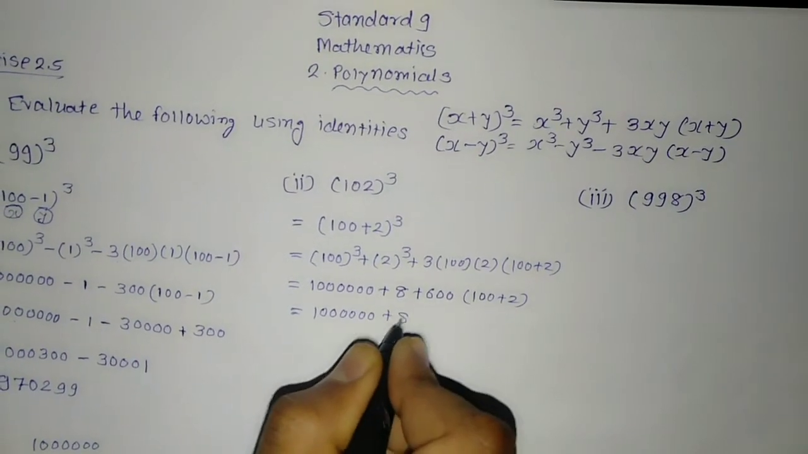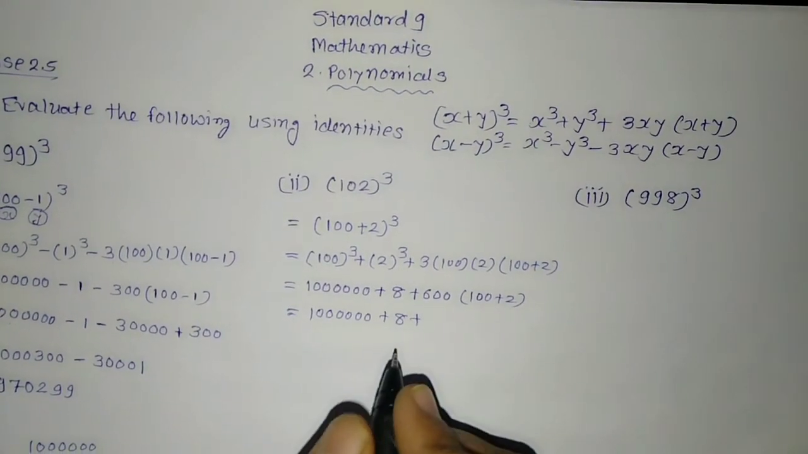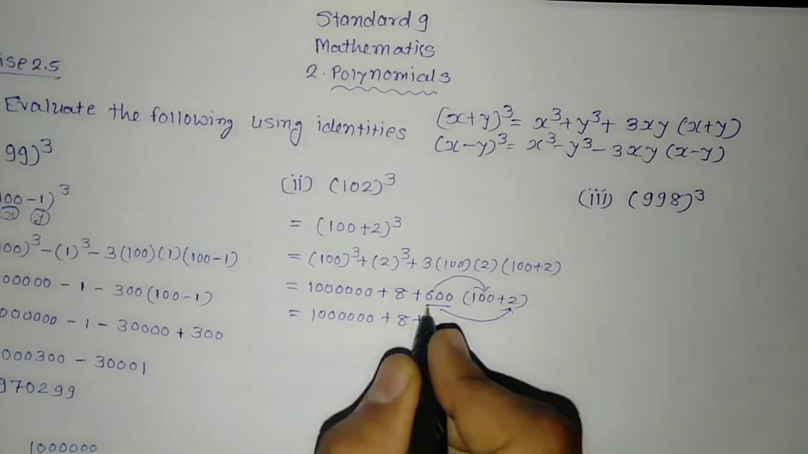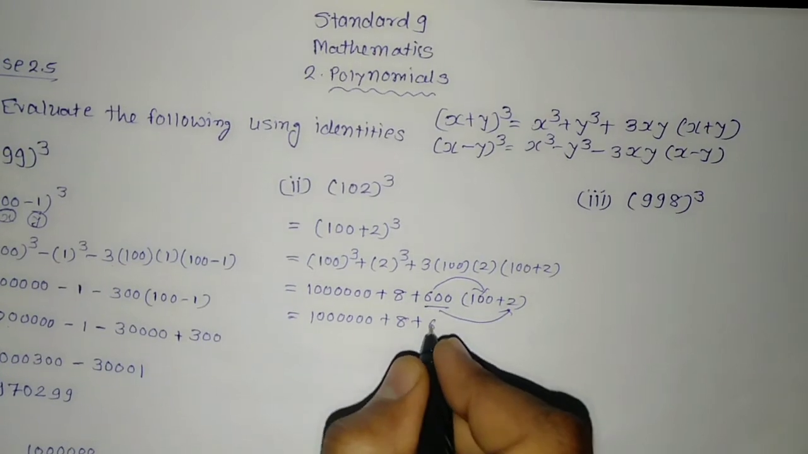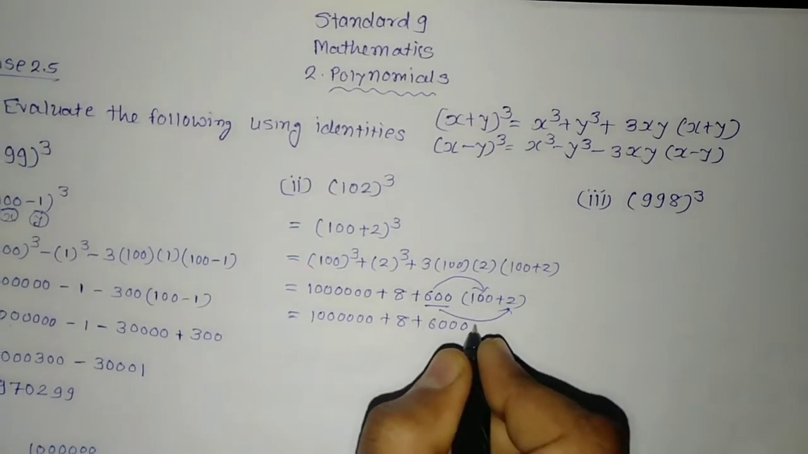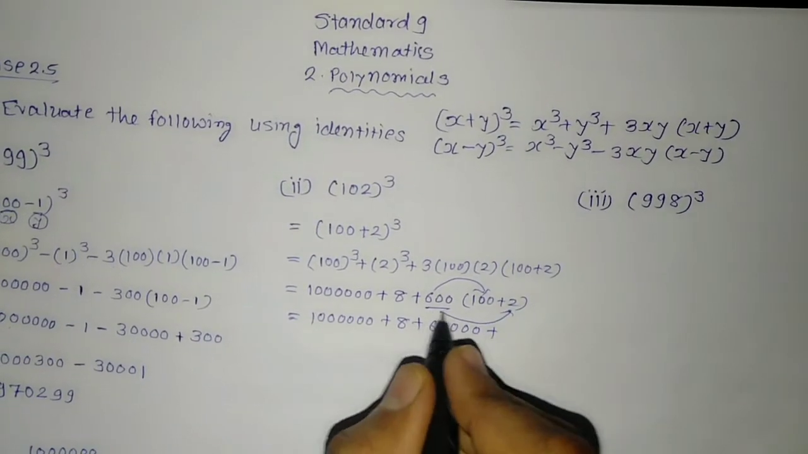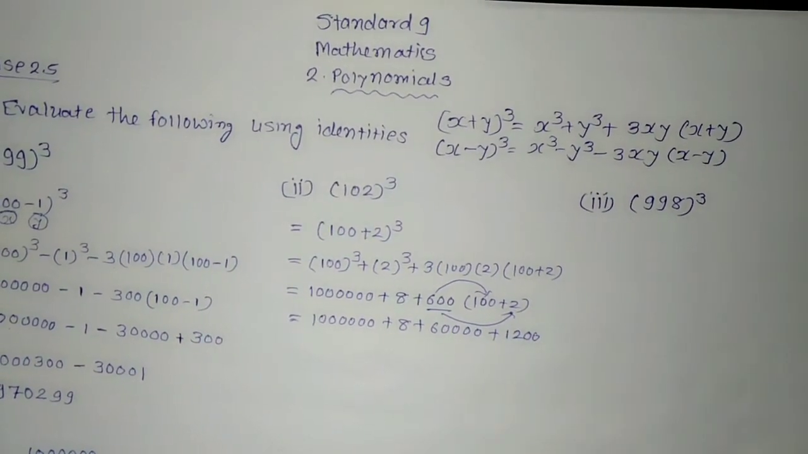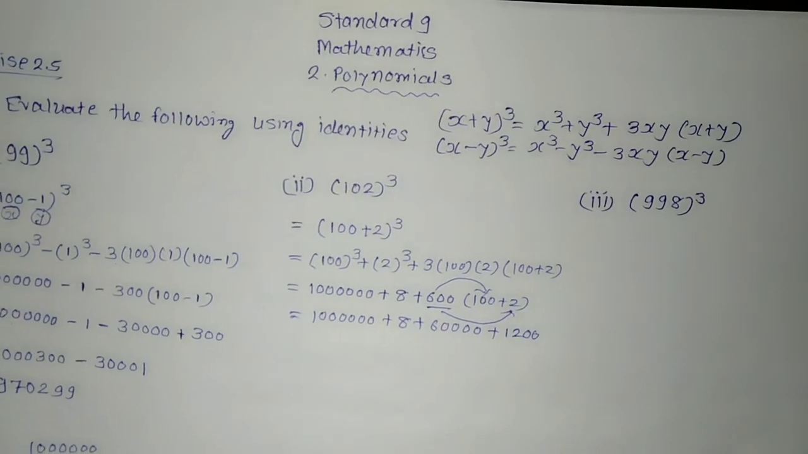1000000 plus 8 plus, now this time I will multiply this 600 along with this 100 and then I will multiply with this 2. So 600 into 100 will be equal to 60000, plus 6 into 2, that is 12, and this is 2 zeros. So 600 into 2 is equal to 1200.